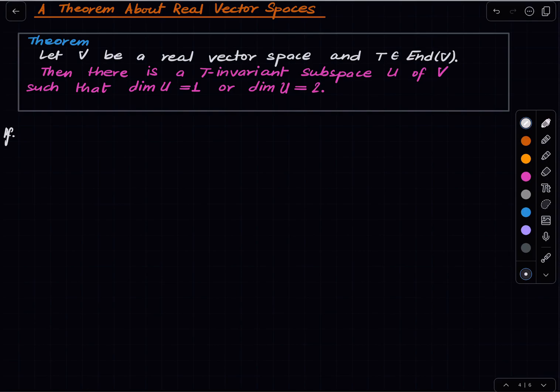So let's prove this using complexification. Let W be the complexification of V.